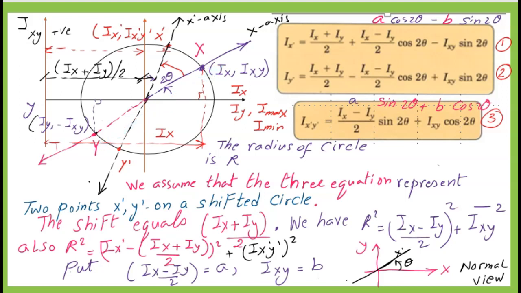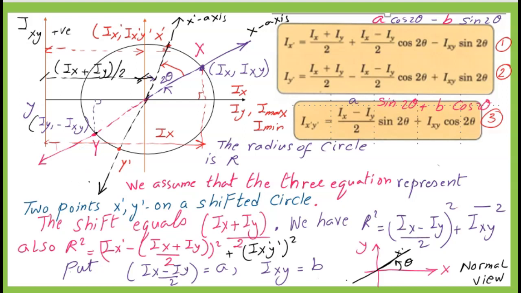The radius of this circle equals the square root of Ix minus Iy over 2 squared and the square of Ixy. We can represent the x-axis as the axis joining point x with the center of the circle, while the y-axis is the axis joining point y with the center of the circle.